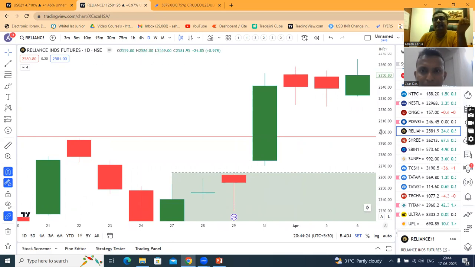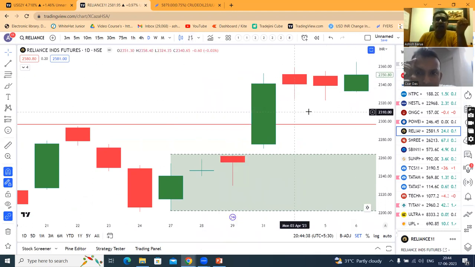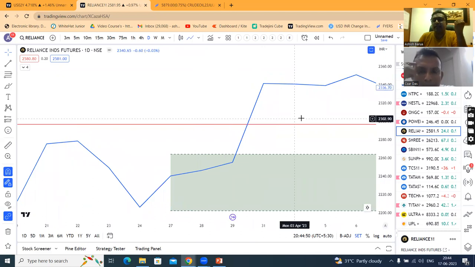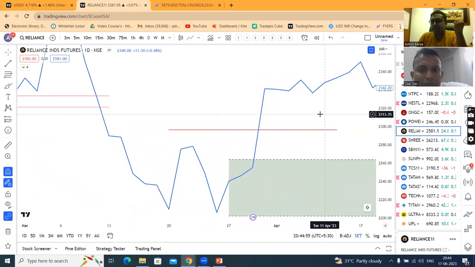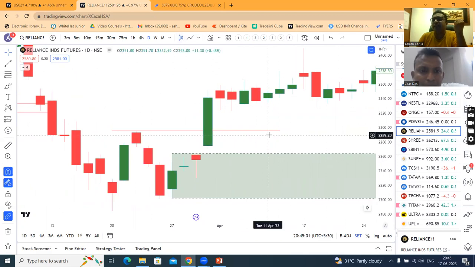So, this is about different types of charts. Or we can say different charts like Heikin Ashi charts, Renko charts, line break charts, Kagi charts, point and figure charts. Different charts are there, but that is not in our purview. We'll mainly take the help of the candle charts. At times, we'll take the help of the line charts to clearly understand the direction, whether it is moving higher or moving lower, trend is high or trend is low or trend is sideways. Otherwise, mainly we'll work on the candle charts. Up to this is clear?